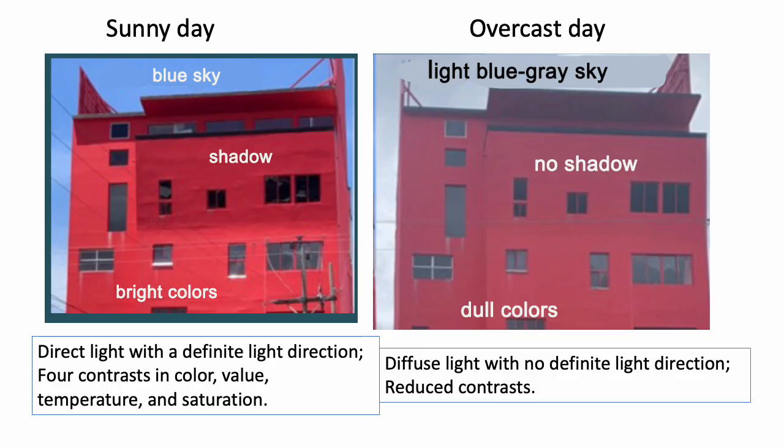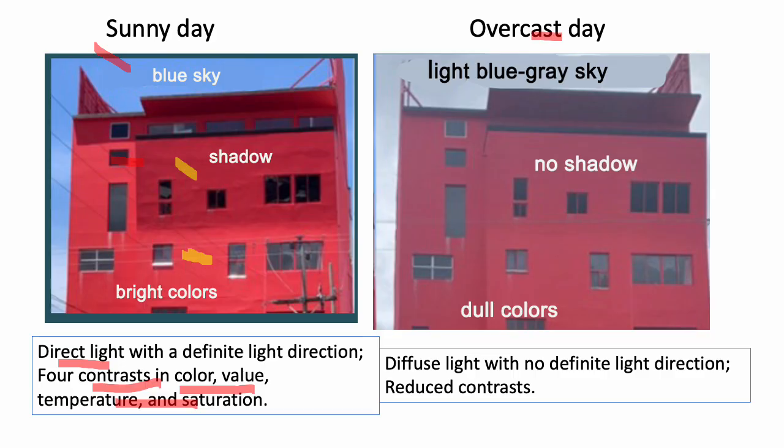It requires direct light where we know where the light source is and the direction of the light. We can have a blue sky, shadows, and bright colors. And we want 4 contrasts in color, value, temperature, and saturation. We see those contrasts here. These bright colors are light, warm, and saturated. And they contrast with the colors here, which are darker, cooler, and less saturated.